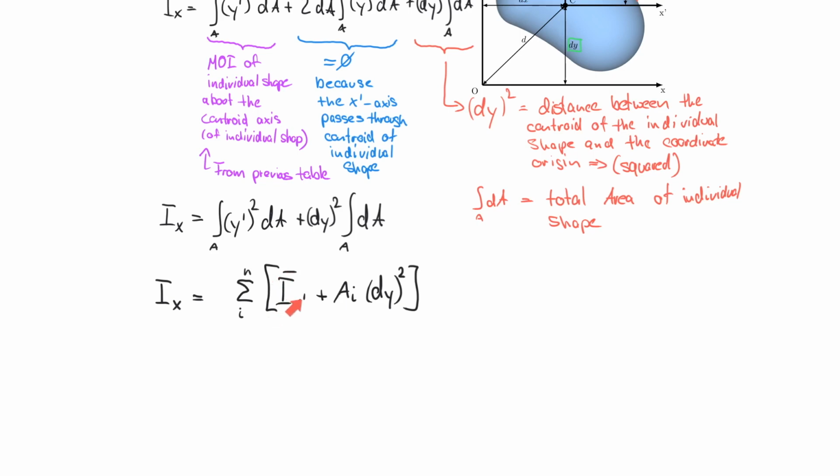So the I bar x prime is really this component here. The dy squared component is right here. And then the area element is right there. So just for completeness reasons, we're going to highlight this so you know where it's coming from. And this is also from the table that I've shown you on the previous page. Then we have the area here, the individual area.